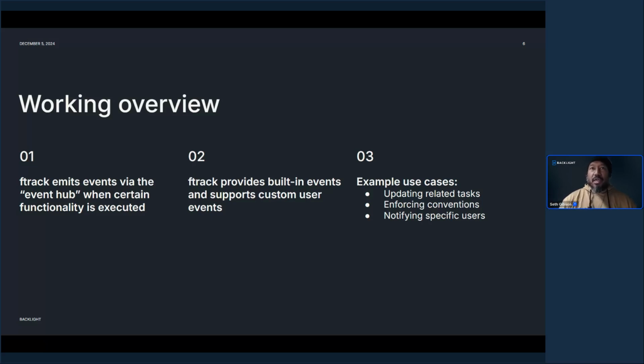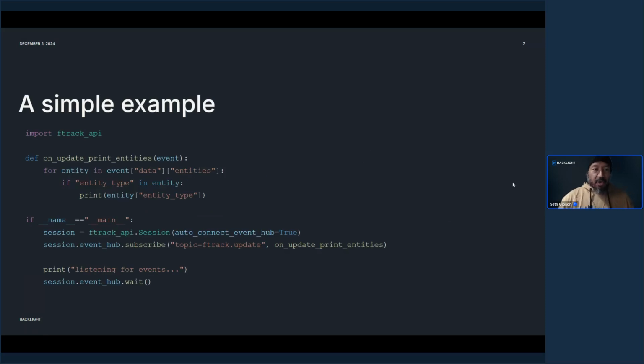And of course, we can notify specific users. So say the status of a task changes and we want to let a specific artist or developer know that, hey, an upstream task has been updated and now it's your turn. We can do that as well. So let's take a look at a very simple example.